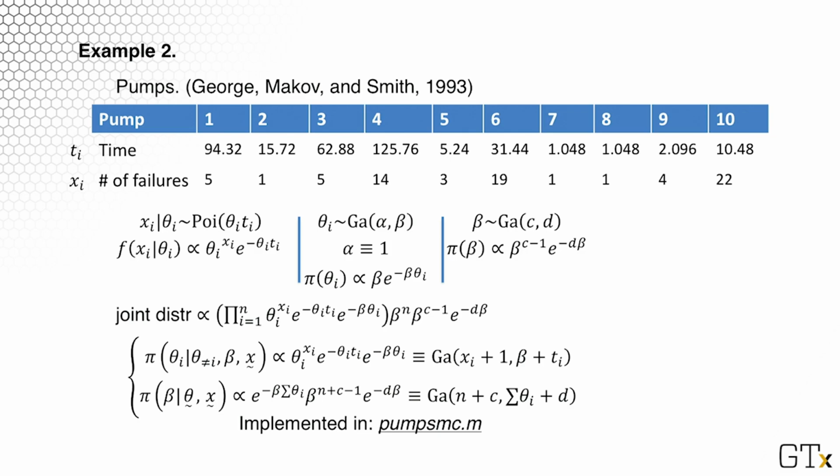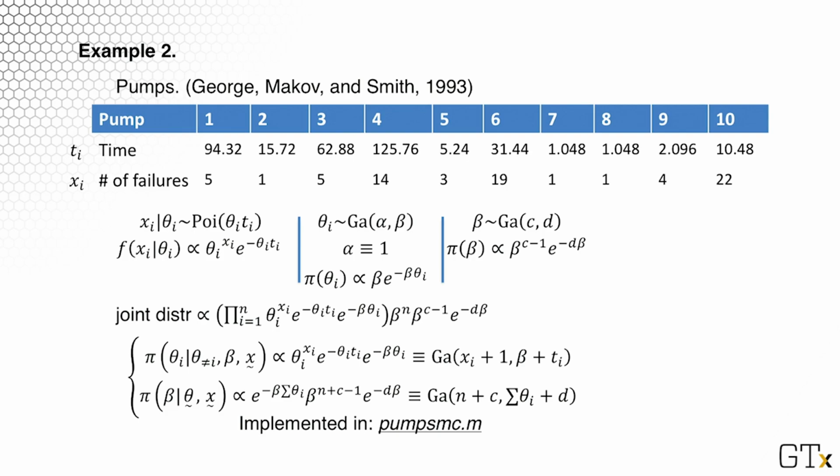Now, the next stage is to put the prior on theta i. And we put the gamma prior on theta i. Here we assume the hyperparameter alpha is equal to 1, and that is fixed, so that the prior on theta i is simply given by this expression. It is an exponential distribution with rate parameter beta. And finally, beta is also given a prior. Beta is given a gamma prior with hyperparameters c and d. So the prior on beta is given by this expression. Hyperparameters are c and d.